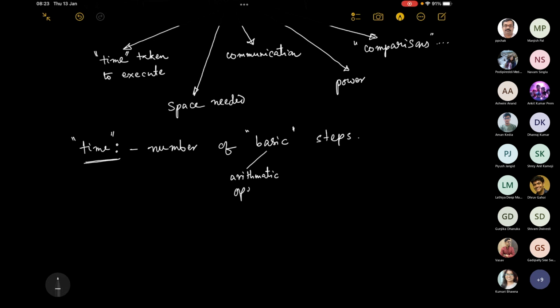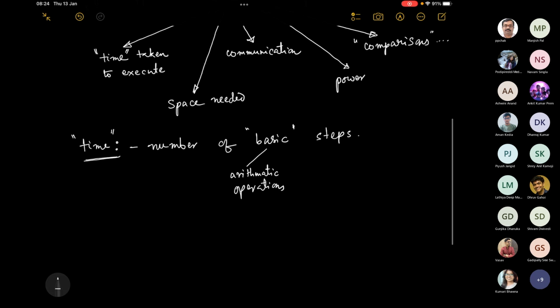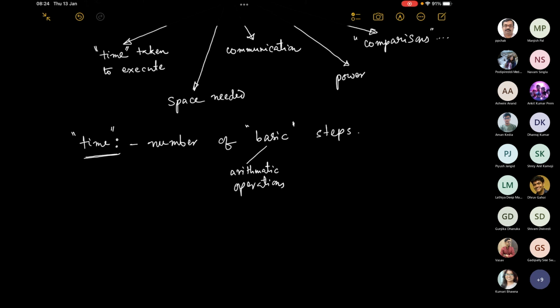Arithmetic operations. Like basic arithmetic operations. It does not mean that I need to solve a Diophantine equation, which no computer can solve. If you don't know Diophantine equation, forget about it. Then it's just go with our natural understanding. Basic arithmetic operations, the number of it, and what? And basic logical operations like comparison, whether two things are equal or not, logical operations.